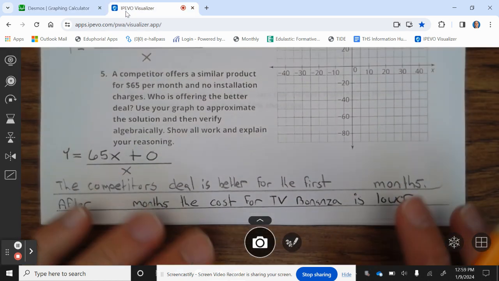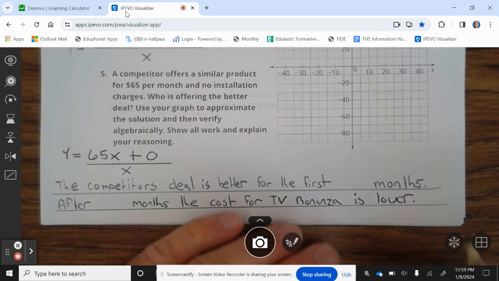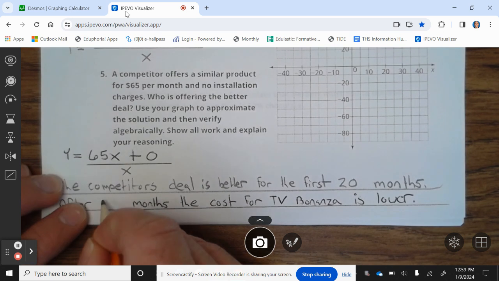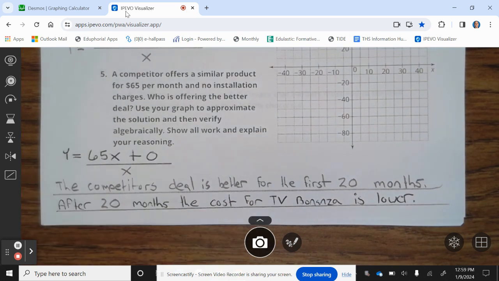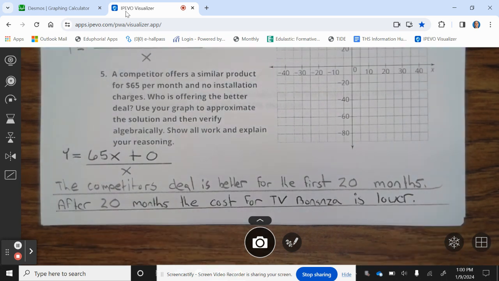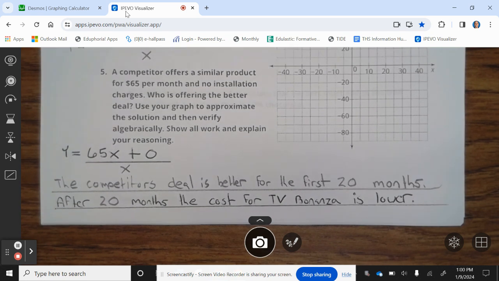Okay. So the competitor's deal is better for the first 20 months. After 20 months, the cost for TV Bonanza is lower. All right. We're not going to graph it on the paper because it doesn't make much sense given the grid we're given. So let's go ahead and move on to the next page.